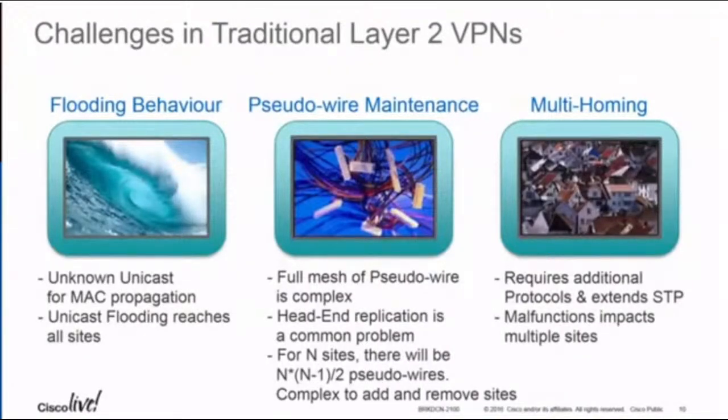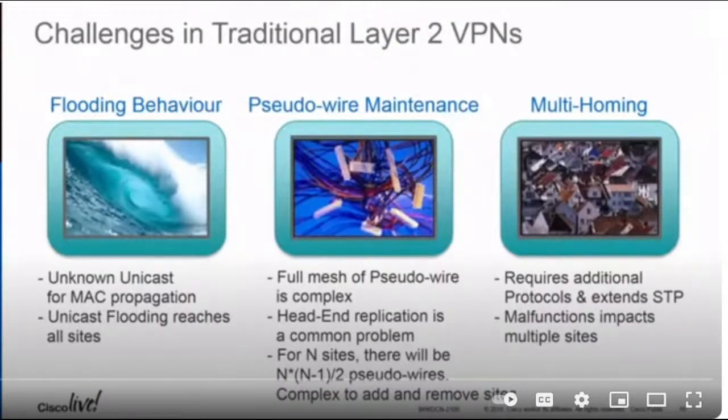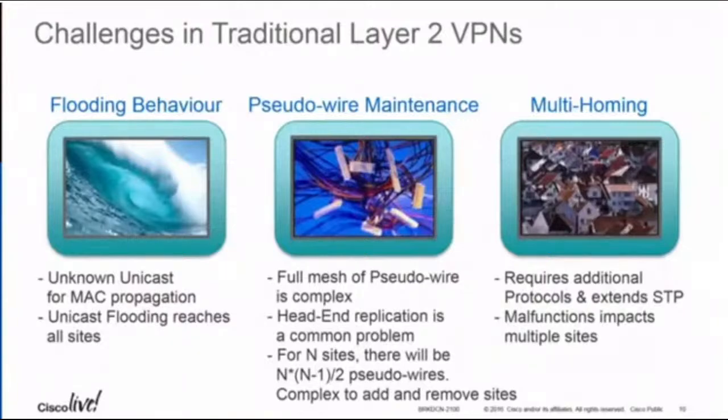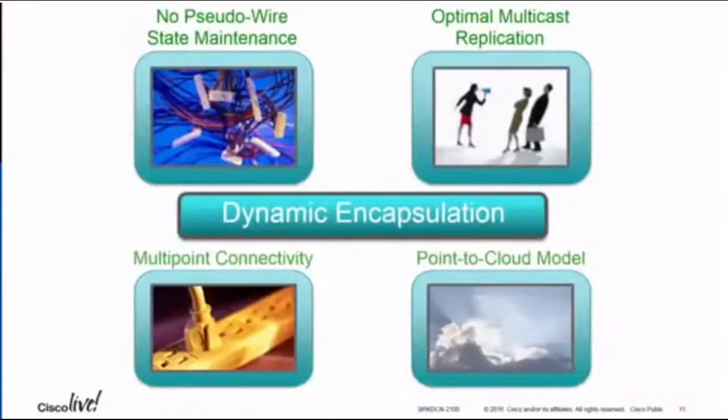But the configs are pretty intensive. We just want to automate that with OTV. We'll see how exactly we are achieving these 3 major challenges of layer 2 VPN. Dynamic encapsulation is one such feature which will allow you to go away from the pseudo wire maintenance itself.